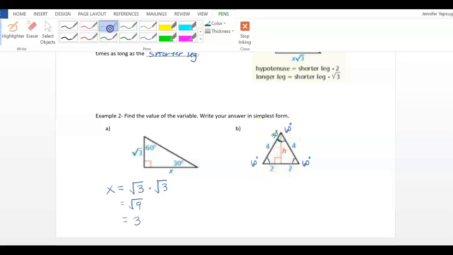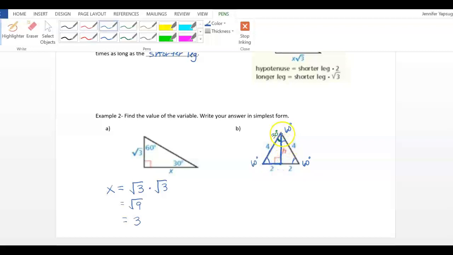So now I can use my 30, 60, 90 triangle theorem to help us solve this. So I'm going to actually just take this triangle here and outline it in blue so that we just look at this blue triangle here.